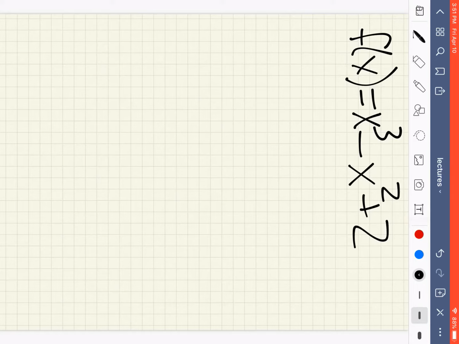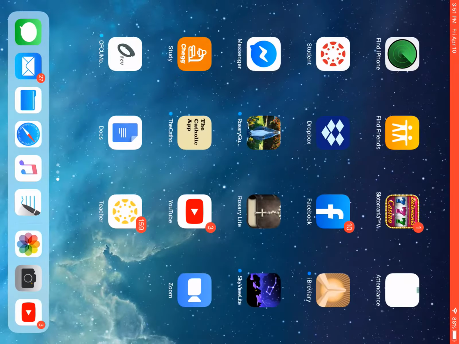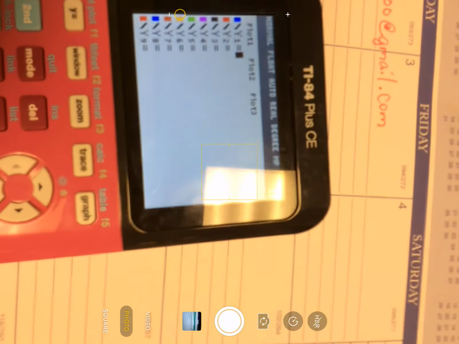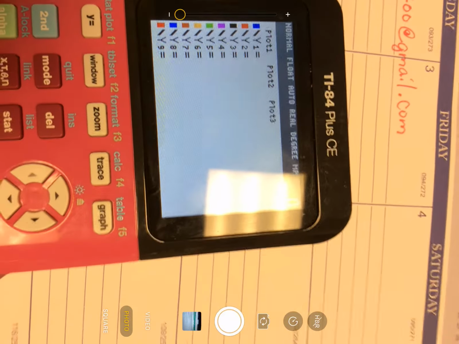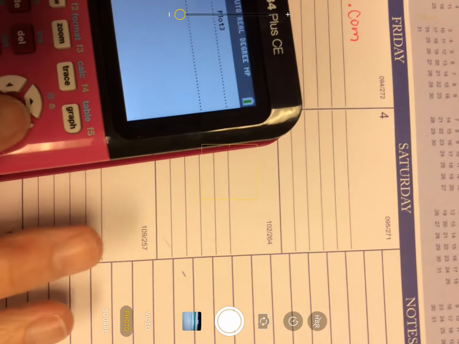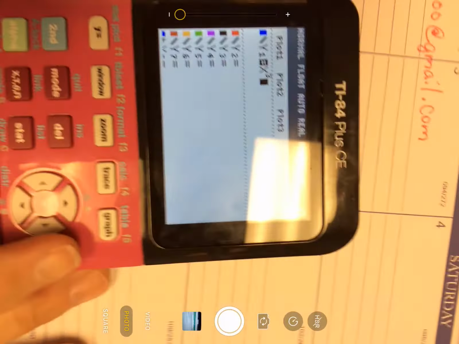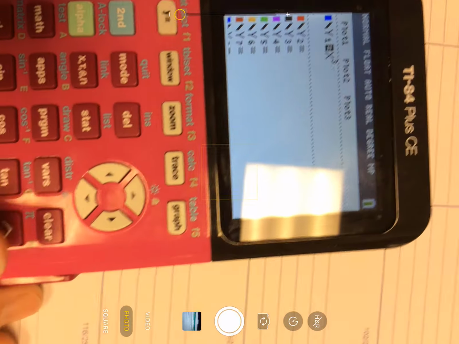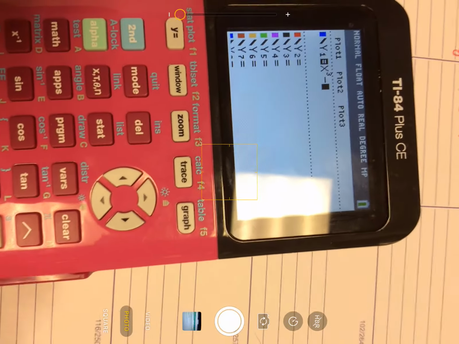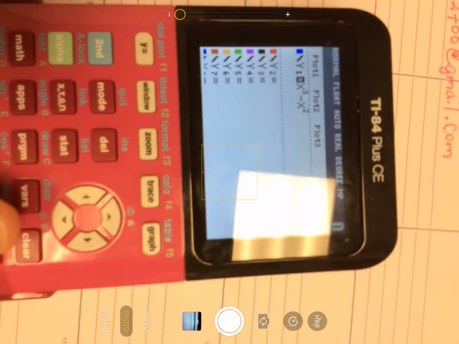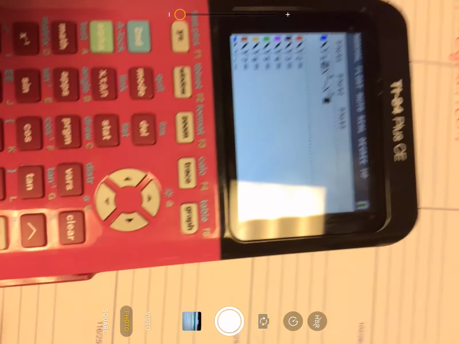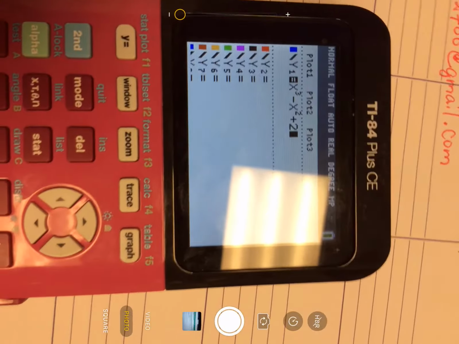The calculator is going to do all the work. So the first thing we'll do is we'll put in y1, the function. And the function is x cubed, x to the third. Don't forget to take your exponent back down so you're not typing it all up there. Then minus x squared and plus 2. Okay, that's the original function.